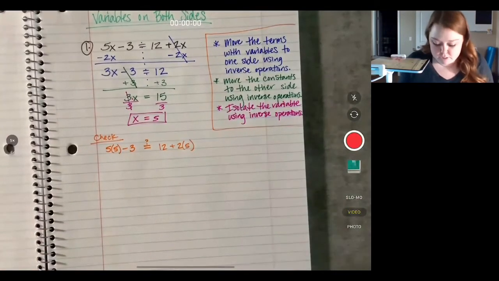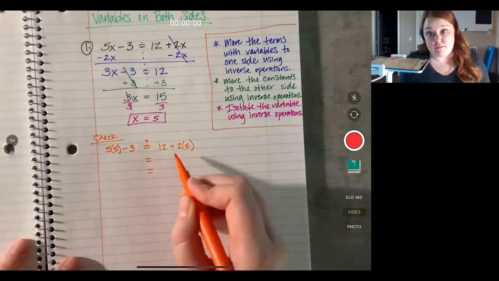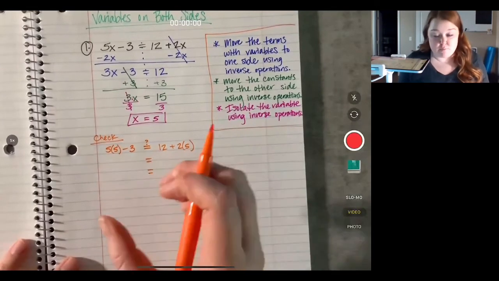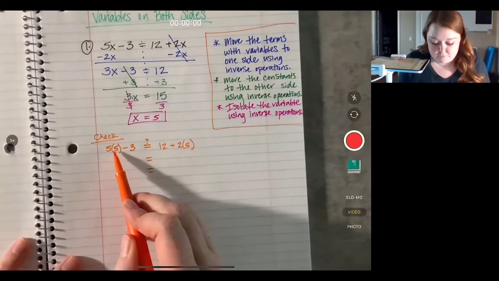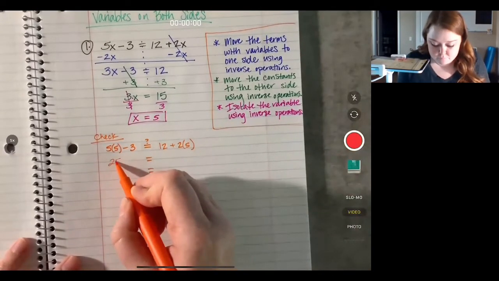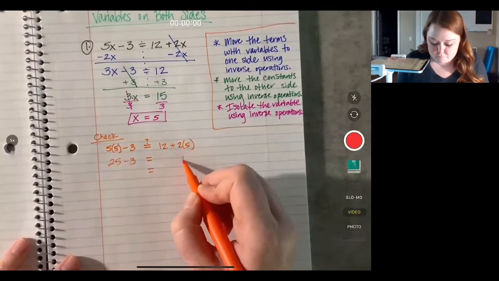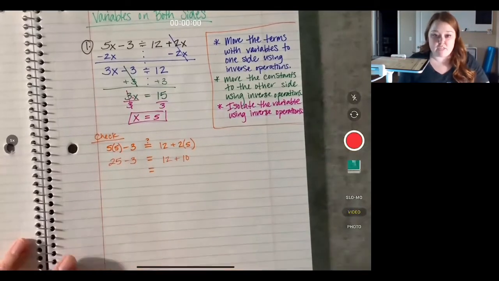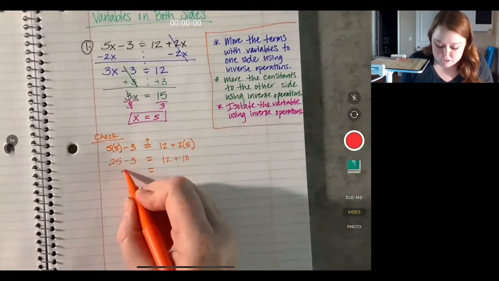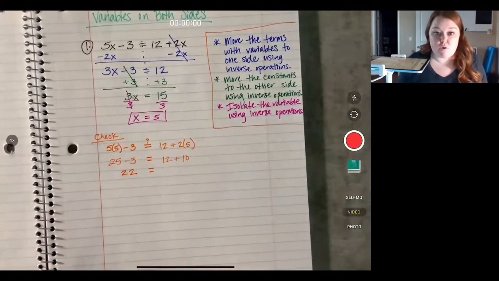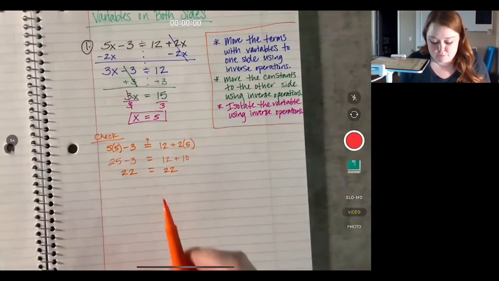Now, all I'm seeing is if the left side actually simplifies to the right side. So I'm just going to simplify the left, simplify the right, see if they equal each other. On the left side, I have to do multiplication first. 5 times 5 is 25. Let's go to the right side. I got to do our multiplication. 2 times 5 is 10. On the left side, let's simplify that down one more time. 25 minus 3 is 22. And 12 plus 10, 22. Does 22 equal 22? Yes, it does.